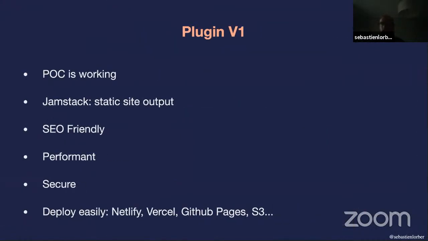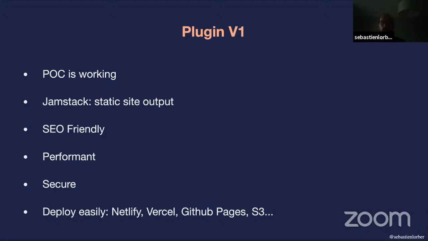So this is the first version of the plugin I was able to get working. I was very happy because the proof of concept was working and integrated with Gatsby. Basically, if you render it on the server, it permits good SEO support because it outputs a static website. So the React Native text and things like that are really able to be crawled by Google. And it's also performant, secure, and very easy to deploy to Jamstack hosts.